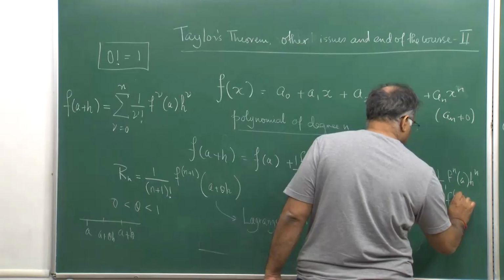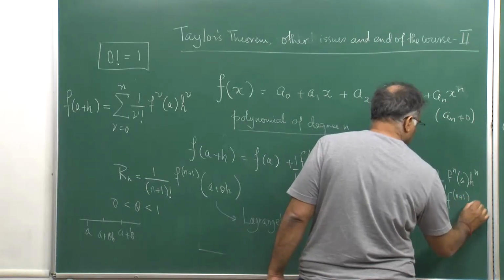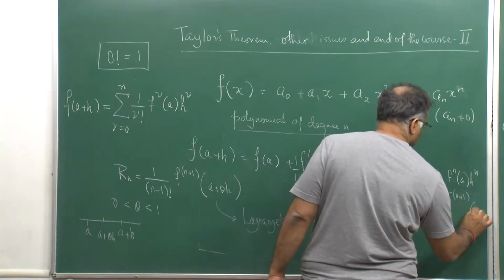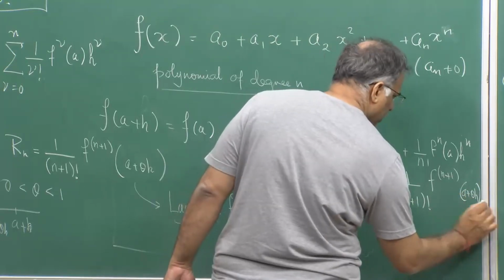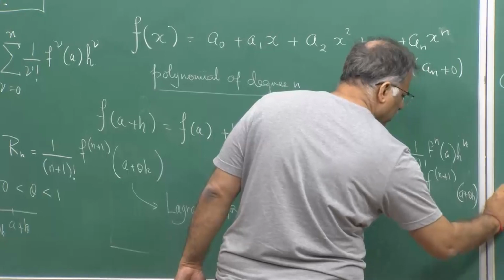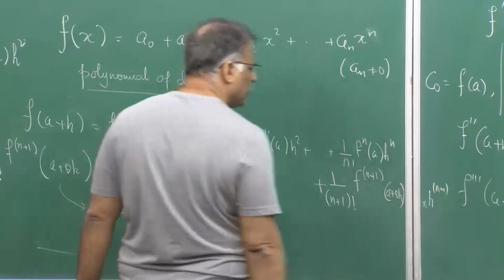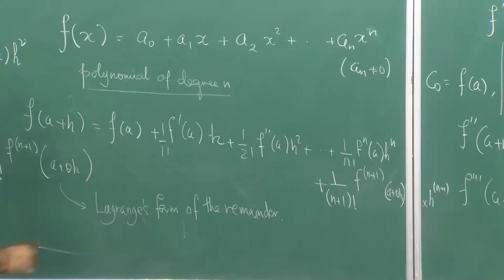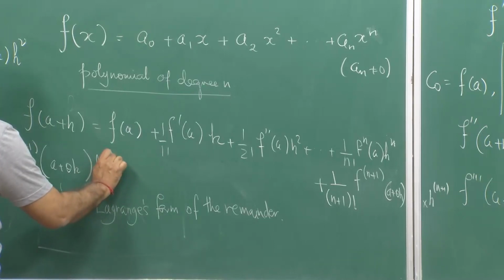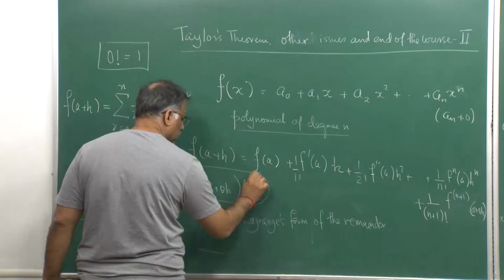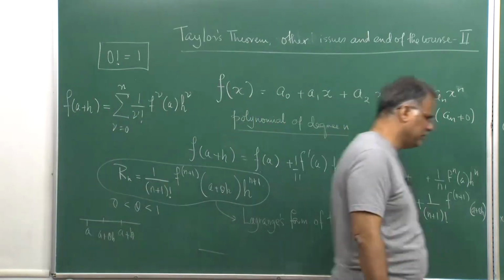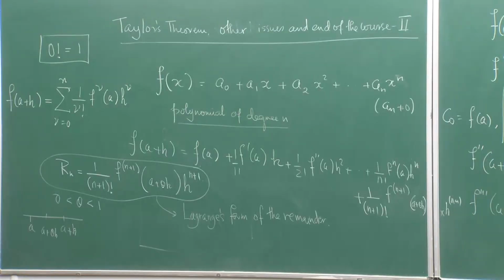So, I can have it as f^(n+1) of a plus theta h into h^(n+1). Sorry, here I should have also h^(n+1). So, this is the Lagrange form of the remainder, and do not forget the h^(n+1). So, this is the basic intuition.